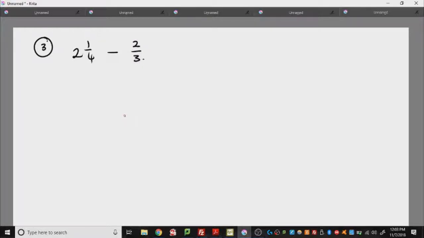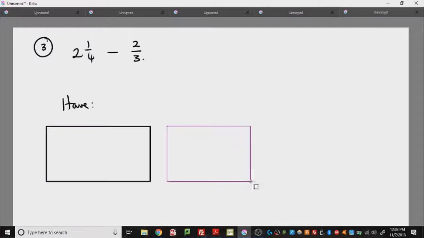So I start with what I have, which is now a little more to draw. Rectangle, rectangle, rectangle.